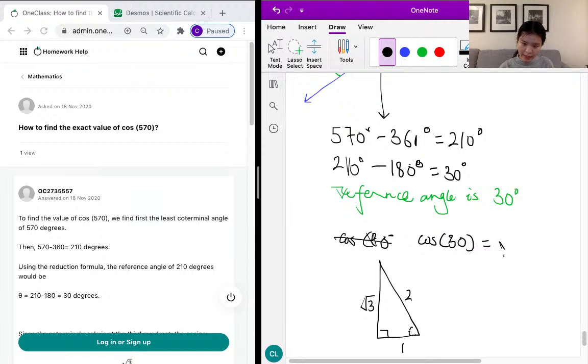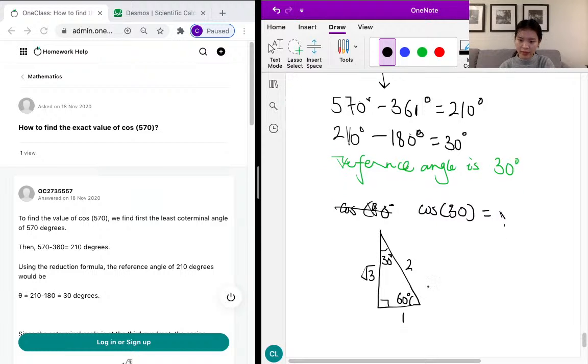The angle over here is 60 degrees, but it's irrelevant for this question because we're looking at the reference angle of 30 degrees, which is this angle over here. Cosine of an angle is adjacent over hypotenuse. The adjacent side of this angle is the √3 side, and the hypotenuse of this triangle is 2. So the cosine of 30 degrees is √3 over 2.